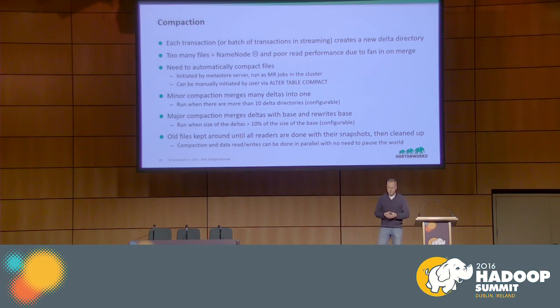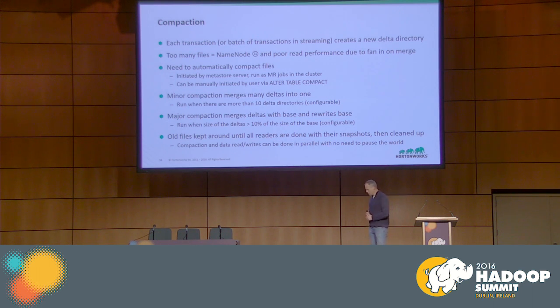If you have too many files, a couple things will go wrong on you. One, the name node will hate you very quickly. Well, actually, you'll hate the name node because it'll fall over. And two, your read performance will just fall apart because you're doing a fan-in merge when you go to read, and that's fine if you've got 5, 10 files. If you've got hundreds of files and you're trying to figure out, okay, what version of this record should I read, and I'm reading across 100 files, you're just not going to get the performance you want, right? So we have to keep that file count down.